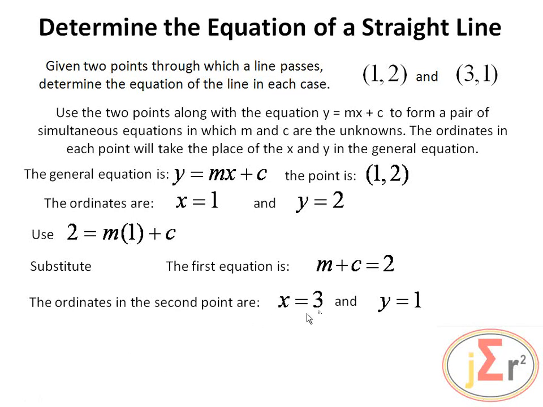Now, we're going to do the same thing with the other one. y is equal to mx plus c. What is x? It is 3. And what is y? 1. So 1 is equal to 3m plus c. That's what we're going to have. 1 is equal to 3m plus c.